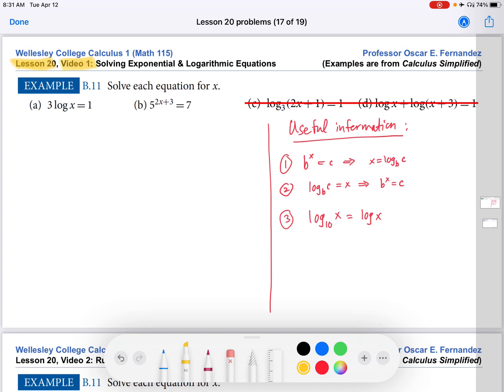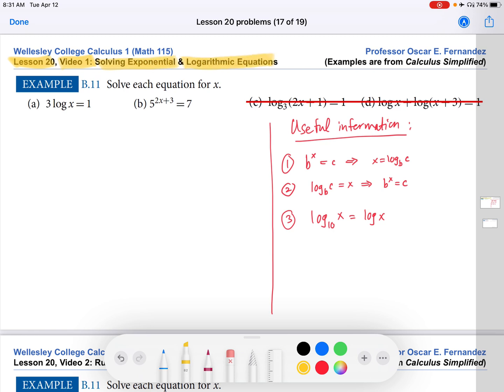We're going to be talking here about solving exponential and logarithmic equations, and we'll do an example from Calculus Simplified to get comfortable with those concepts. Okay, so let's take a look at what the example says. It says solve each equation for x, and it actually gives us 4 things to solve.